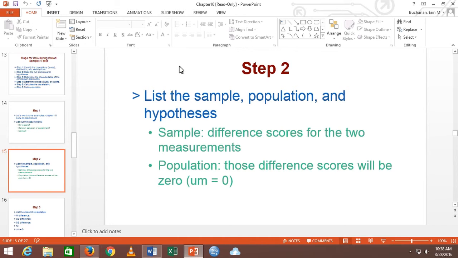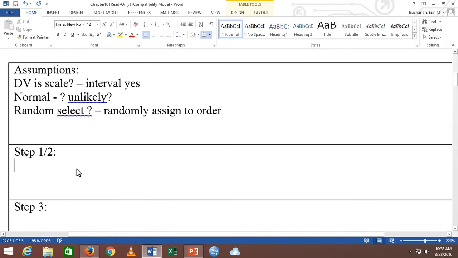So don't put it as old versus new, okay? Because that implies that there's 2 samples. Really what we're asking about is, is the difference between old versus new different than 0? So our sample is going to be our difference scores.